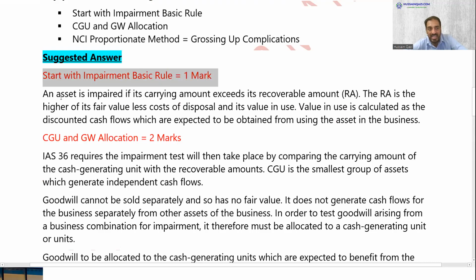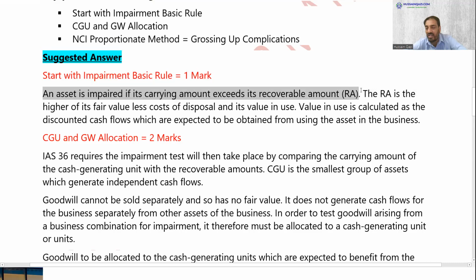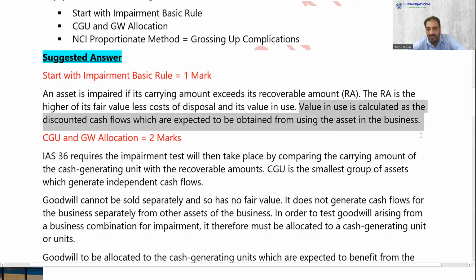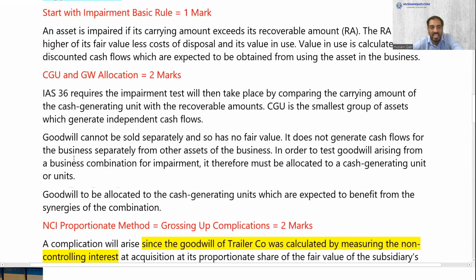Start with the impairment basic rule. That is, an asset is impaired if the carrying amount exceeds the recoverable amount. Then we make a quick explanation. Recoverable amount is the higher of fair value less cost to sell and value in use, and make a quick explanation of value in use. It all depends on the availability of time. If you are rushing with time, you can ignore the explanation of the value in use. It's enough to mention that an asset is impaired if the carrying amount exceeds the recoverable amount, and the recoverable amount is the higher of fair value less cost to sell or value in use. Then move on to CGU and goodwill allocation.